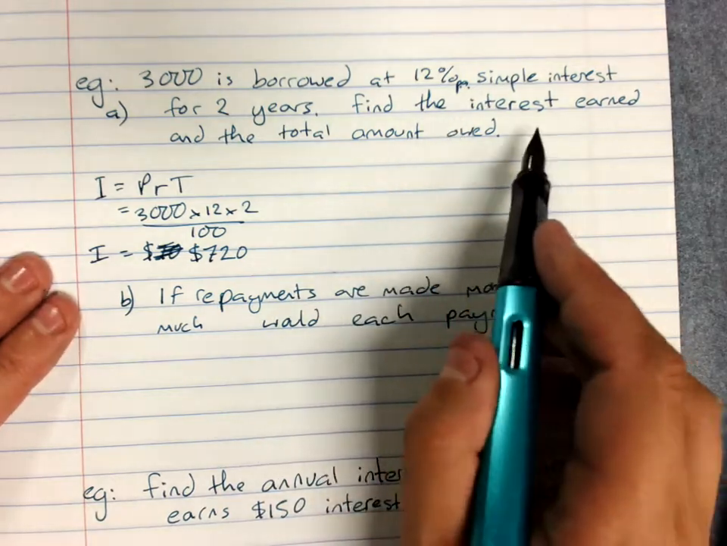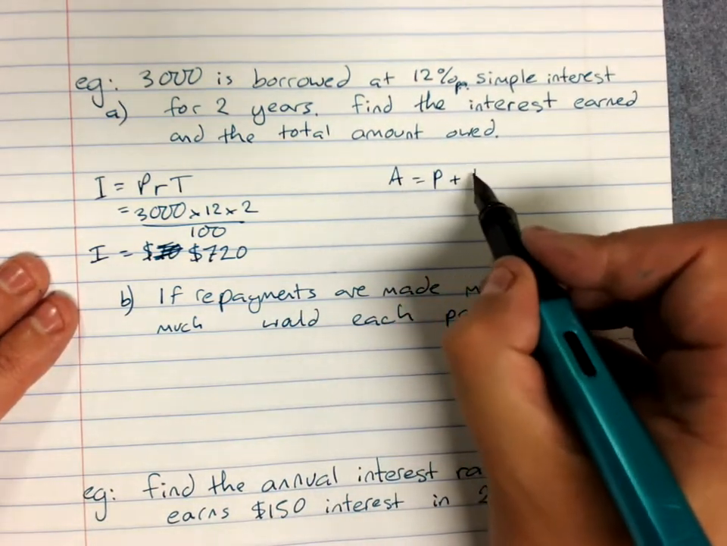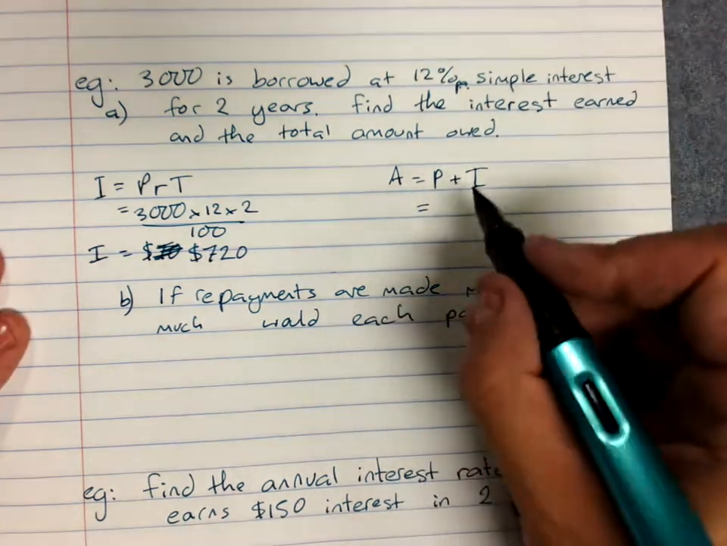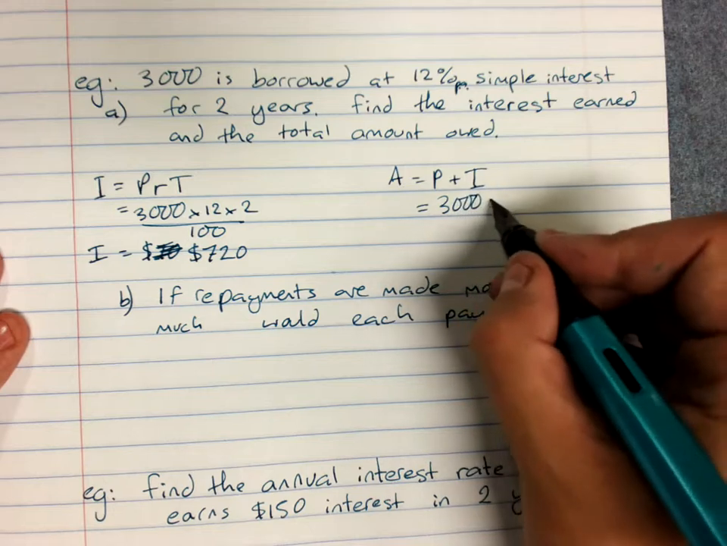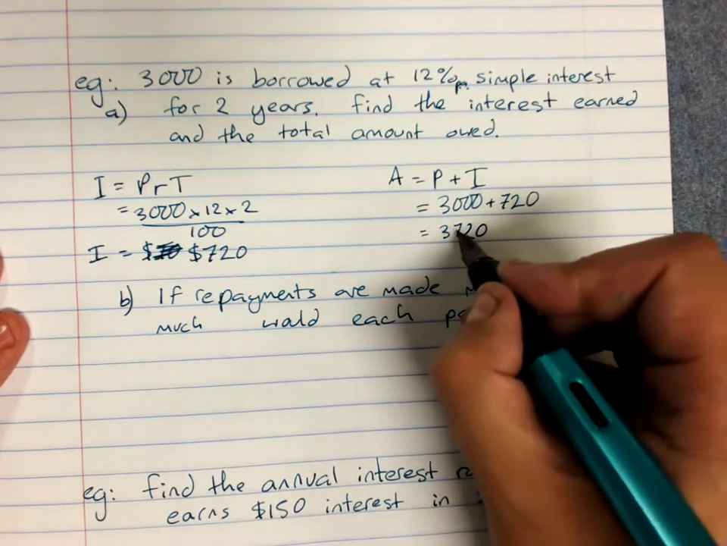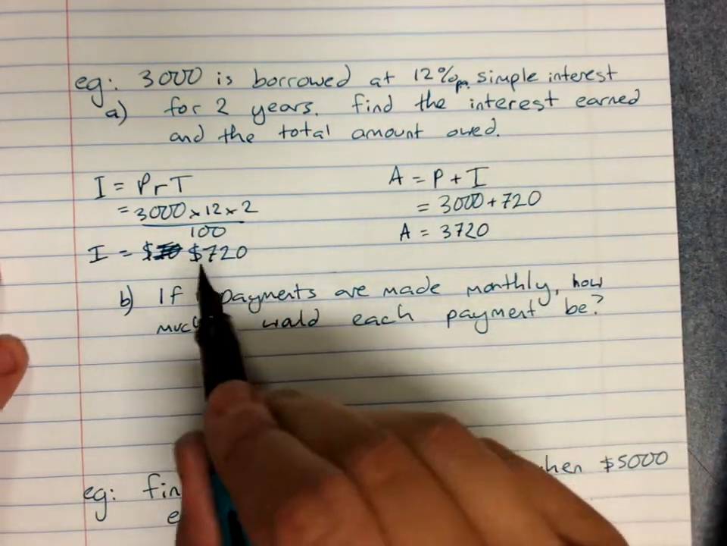Now, that's just the interest earned. The amount owed is the principal plus the interest. You have to pay back the principal that you borrowed, and you have to pay back the interest. So that's 3,000 plus 720. 3,720 gets paid back. Because it's a word question, you would write a word answer, but I ran out of space.